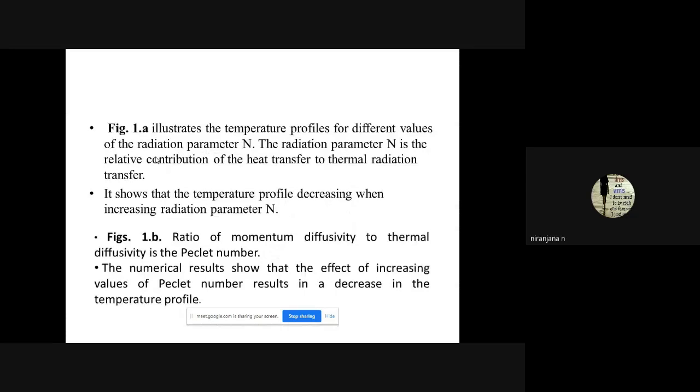The radiation parameter N is the relative contribution to the heat transfer of thermal radiation transfer. Actually, the temperature profile decreases when there is an increase in the radiation parameter N. And similarly, in the Peclet number, increasing the value of the Peclet number results in a decrease in the temperature profile. Actually, in both cases, the temperature profile decreases in both figures. And then now I would like to show my concentration profile. Here, the concentration profile for Schmidt number. Here also I got the same result, that as the Schmidt number increases, the concentration reduces.